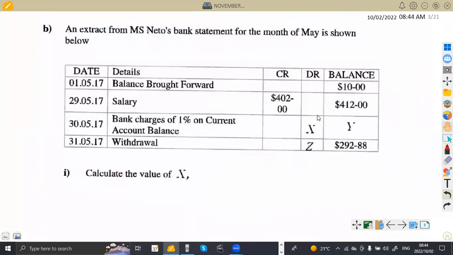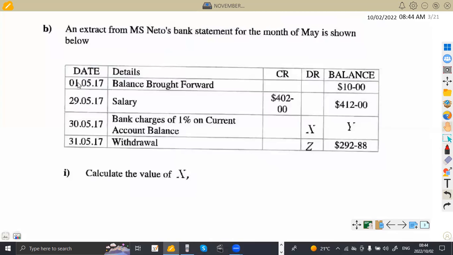An extract from Miss Neto's bank statement for the month of May is shown in the table below this one. That is where the information was displayed. These are the details.